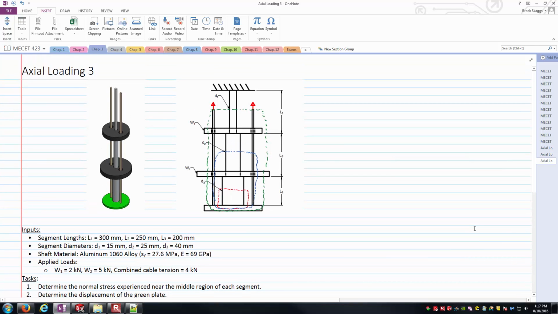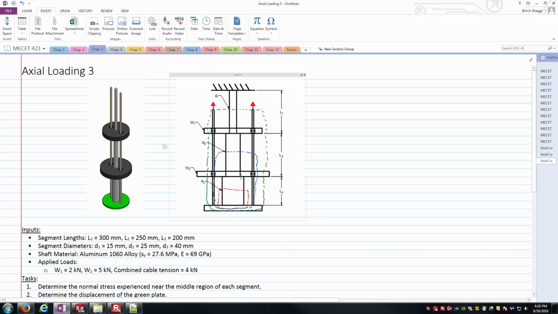I'm going to make a second video continuing on the same problem statement that we started on in Axial Loading 3A. Here we're talking about 3B, looking at task 2, where we're trying to determine the displacement of the green plate. To recap what happened in the first video, we were after determining the normal stress in each of the sections.